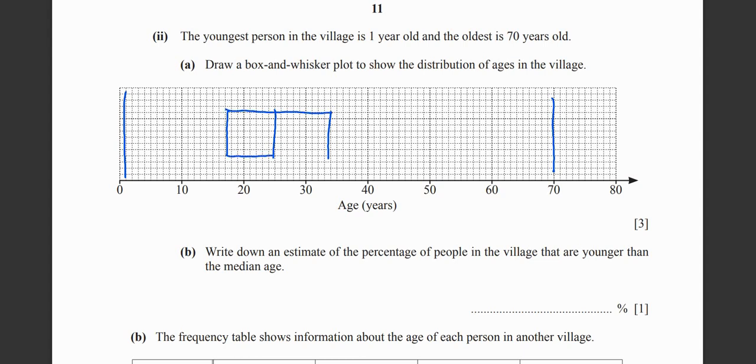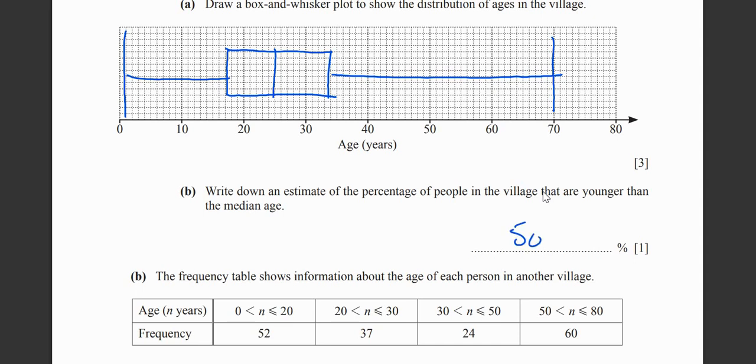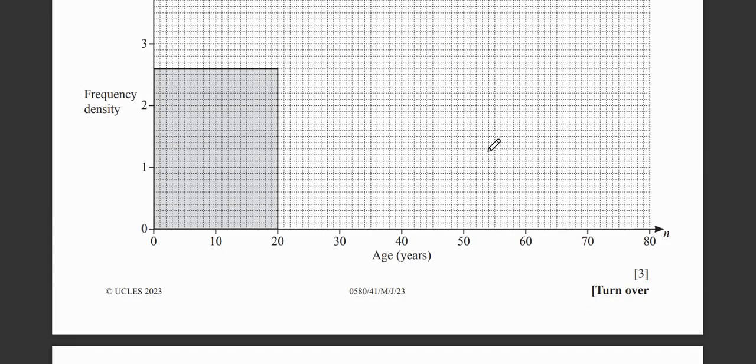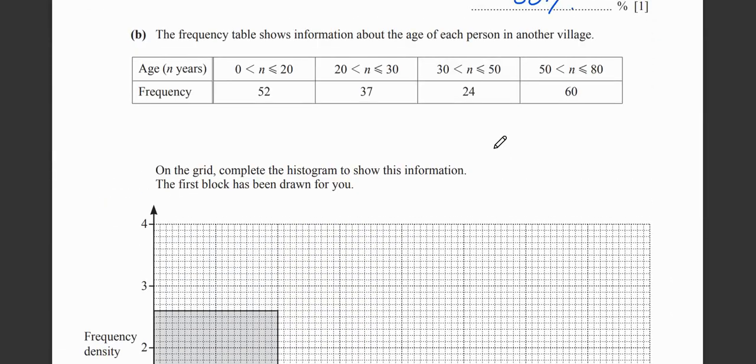I'm not using a scale or anything, that's why everything's so bad. But anyways, you have to mention, use a scale, everything will be perfect. So that's how you make a box and whisker diagram. Alright, guys. Next question, it says write down an estimate of the percentage of people in the village that are younger than the median age, so that's going to be 50%. 50% of the people are younger than the median age.